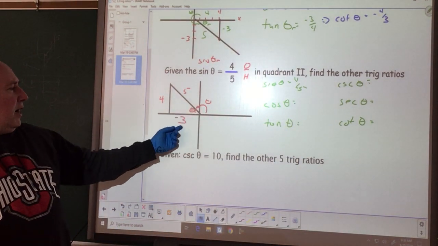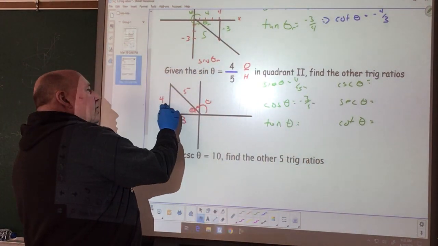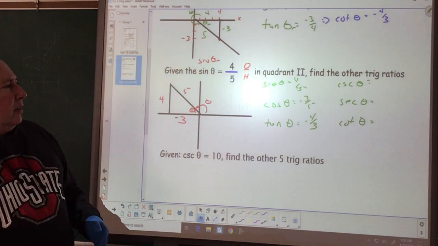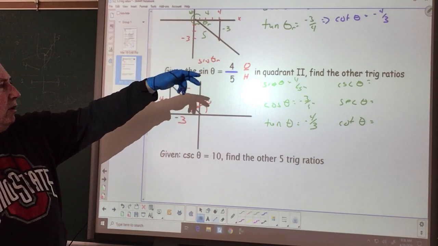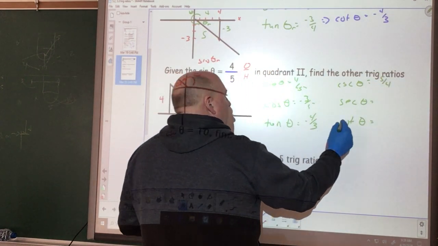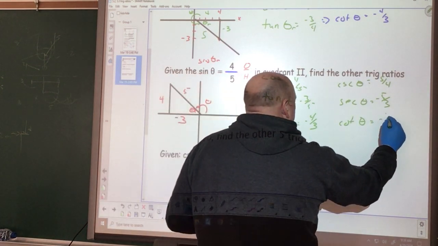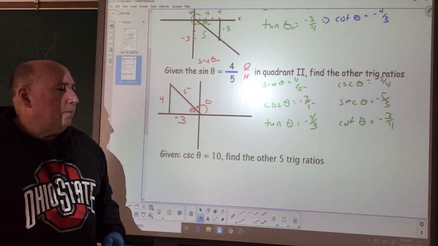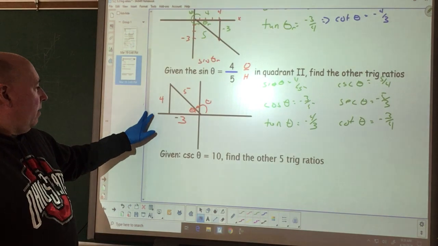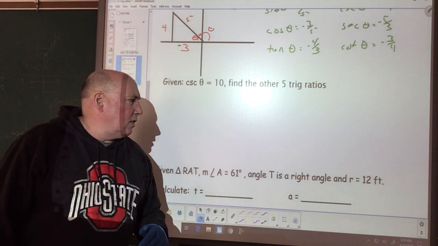So the cosine is -3/5. Tangent, 4 over -3, or -4/3. Cosecant, we just flip it over. Secant, we flip over 5/4, so 5/4, then -5/3, and then -3/4. Not a very difficult concept here. Once again, these are all review ideas for us.